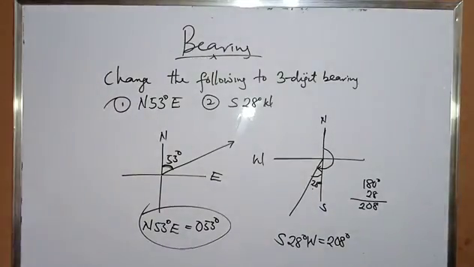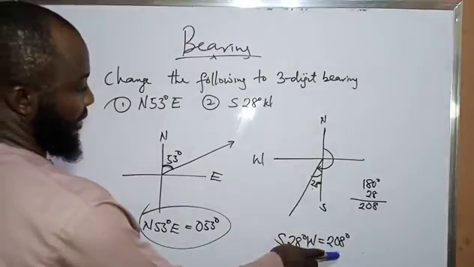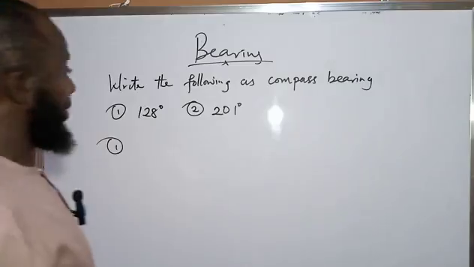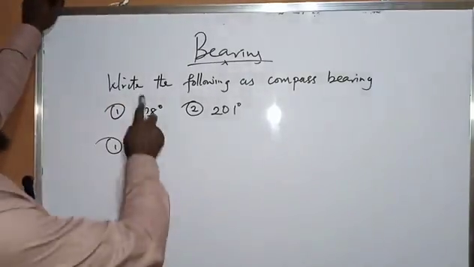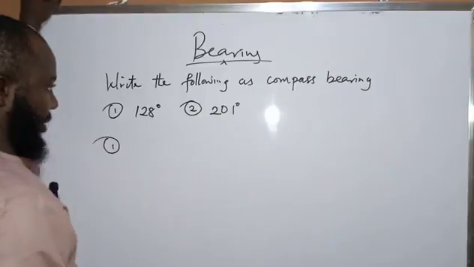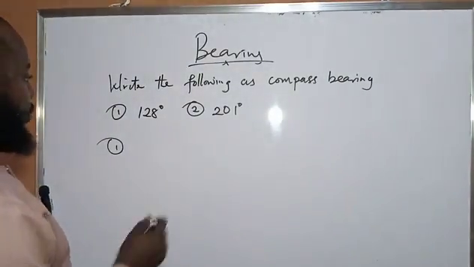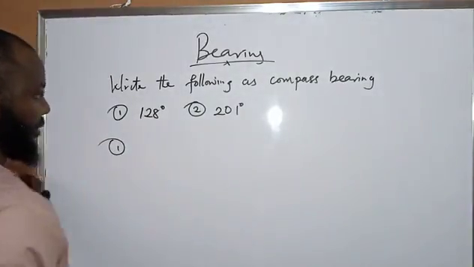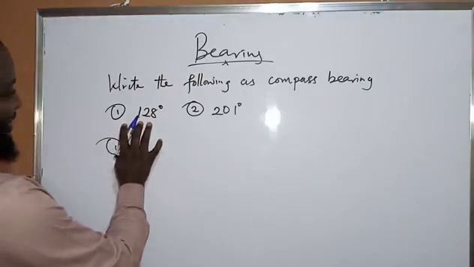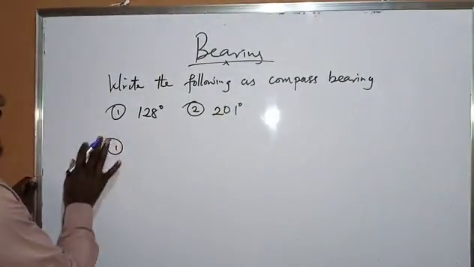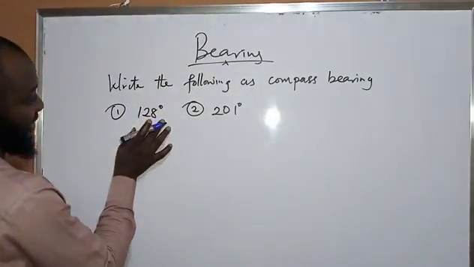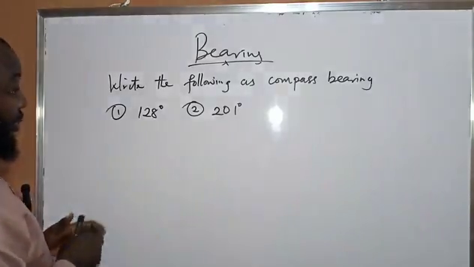So if we want to go back, we want to convert 3 digits to compass bearing, let me quickly explain that. In this, we are asked to write the following as compass bearing. So how do we do that? You can see the question is on 3-digit bearing, so you can see that's 3 digits. The first thing you need to do is to sketch it first. After sketching it, that's when you know the next thing to do.